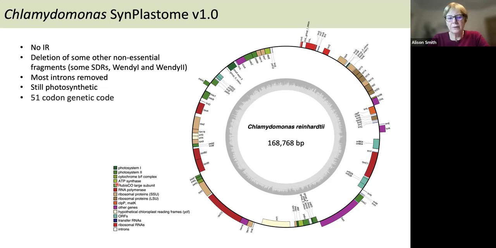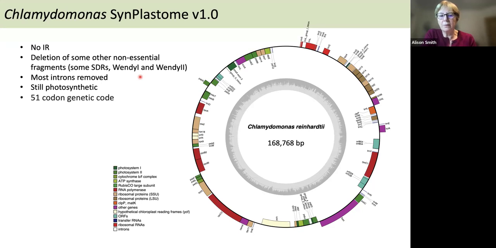There are a number of small direct repeats in the genome, known as SDRs. We're going to delete SDR1 and SDR2. There are some introns in the genome, and we're going to remove those. There's even a trans-spliced gene, so it's present in two parts on the genome, and we're going to combine them into a single gene. And it will have a 51 codon genetic code.